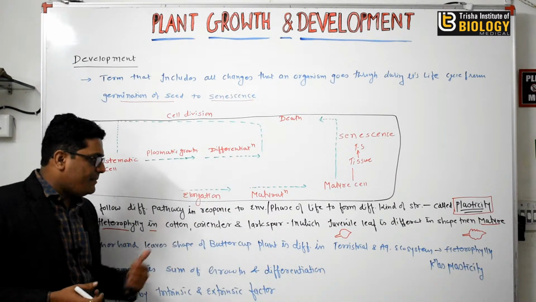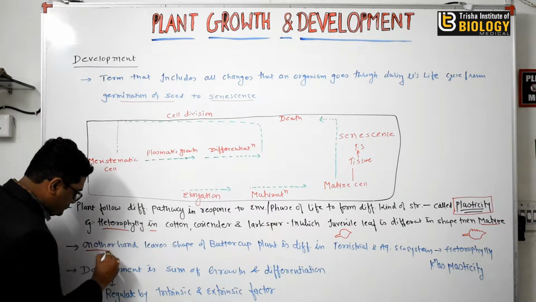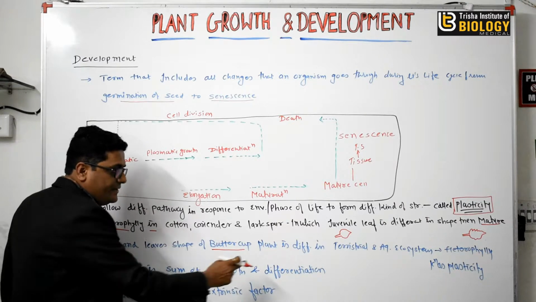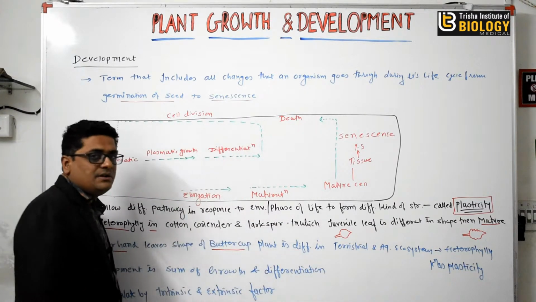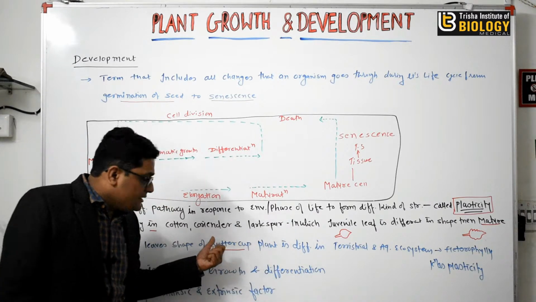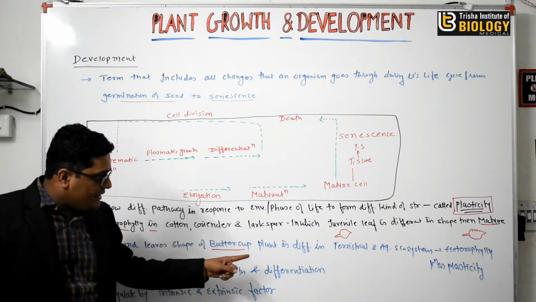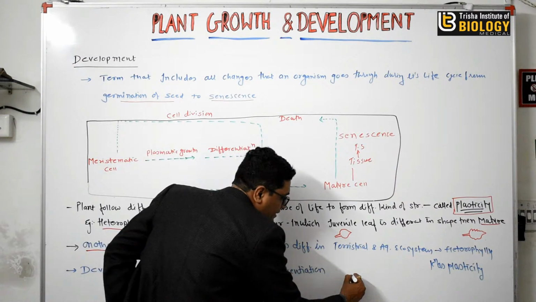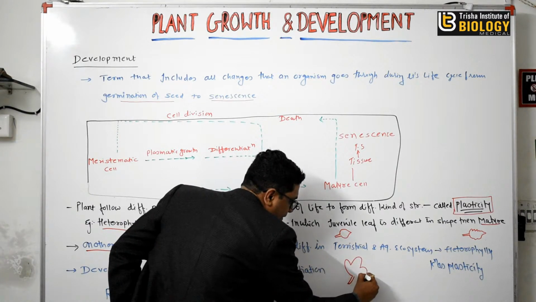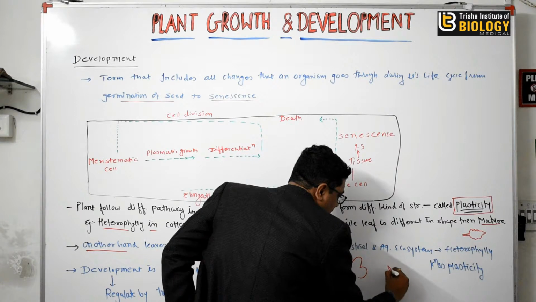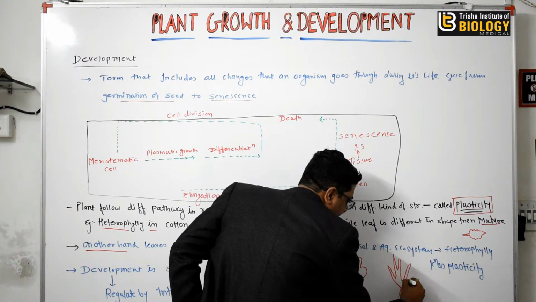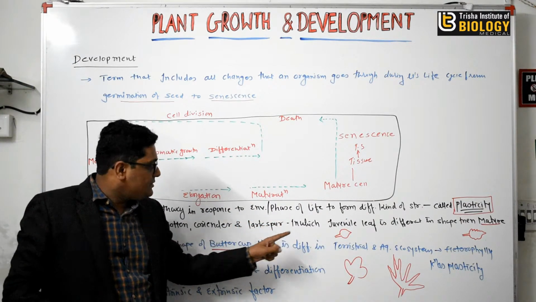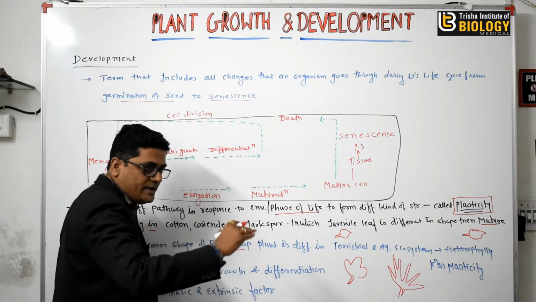Now, with respect to environmental condition, for example, the shape of the leaves in the buttercup plant is different in the terrestrial environment and the aquatic ecosystem. Suppose in the terrestrial environment the shape of the leaf is like this, then in the aquatic environment the shape of the leaf is like this. Clear?